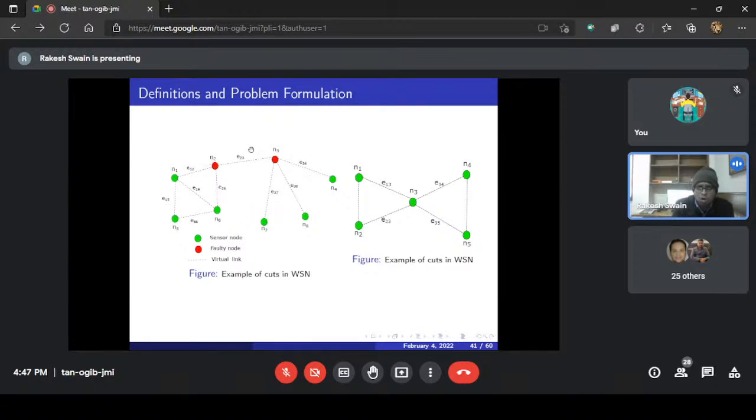And you can say that this is a cut link also. Here, if you disconnect that link, it will divide the total network into two parts. So that thing also we need to detect, which is the cut node.